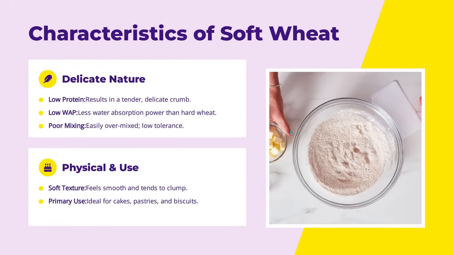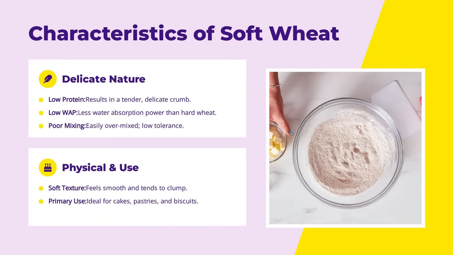Here's a simple question for you. Why isn't bread made using soft wheat flour? Think about it for a moment. The answer is that bread requires strong gluten to trap carbon dioxide during fermentation. Since soft wheat develops weak gluten, it cannot produce the desired loaf volume.